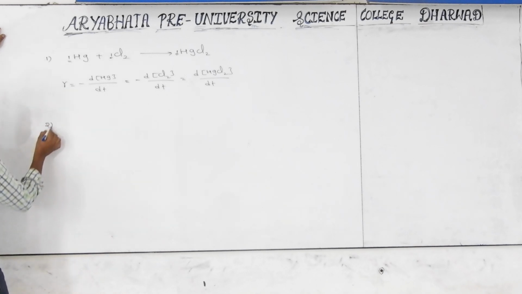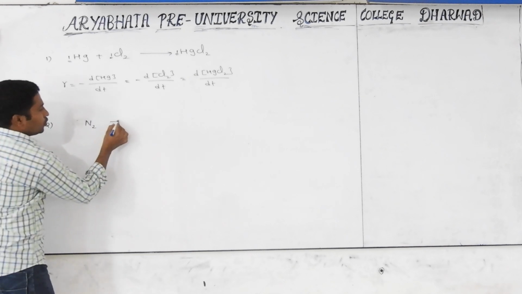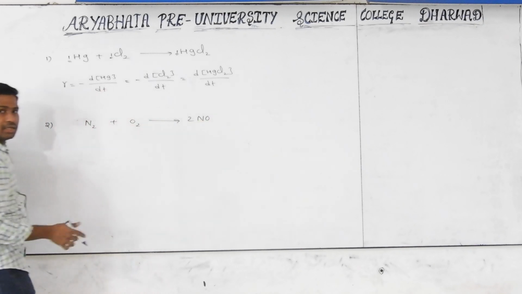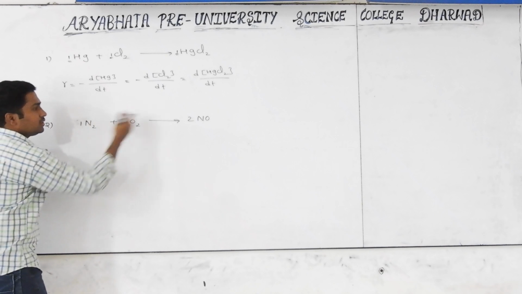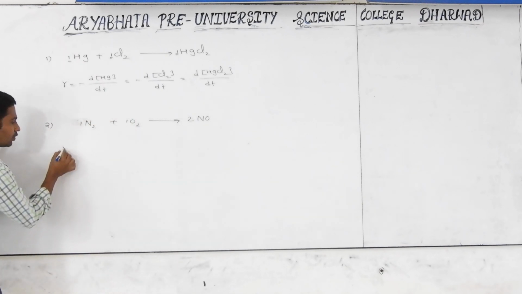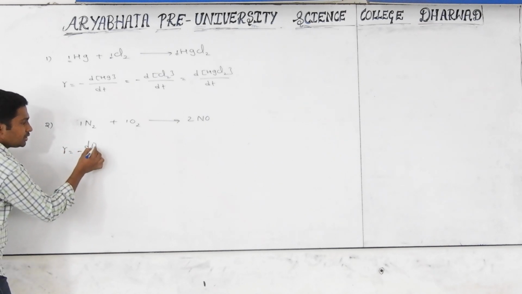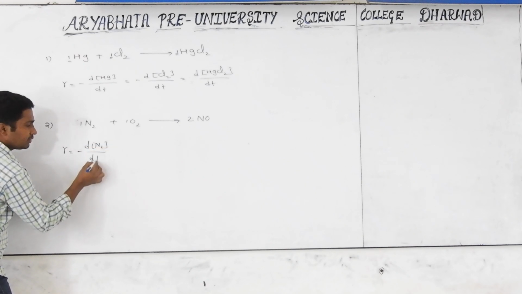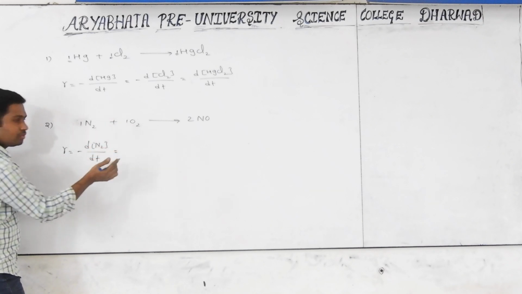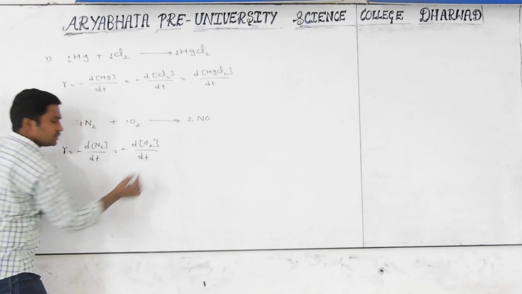Just I will give you one more thing, see carefully. N2 plus O2 gives rise to 2NO. It is under the second case. Why? Because the coefficients are not equal, they are different. Okay. Then write down the rate of reaction expression for this. Minus of change in concentration of nitrogen by time change. Since the coefficient is 1, it is 1 by 1 only, that's why minus of change in concentration of O2 by time change.